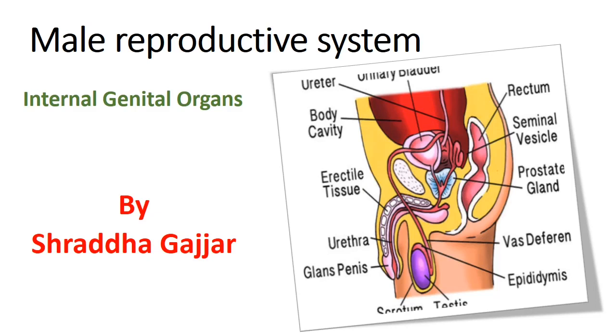Continue the male reproductive system. In the previous lecture we learned about the external genital organs in the male reproductive system, but today we are going to learn about the internal genitals of the male reproductive system. We will see in detail.